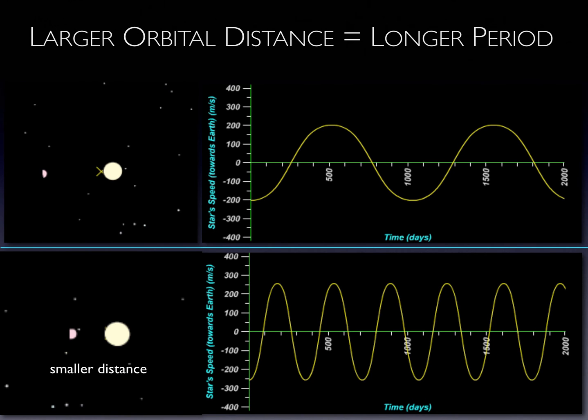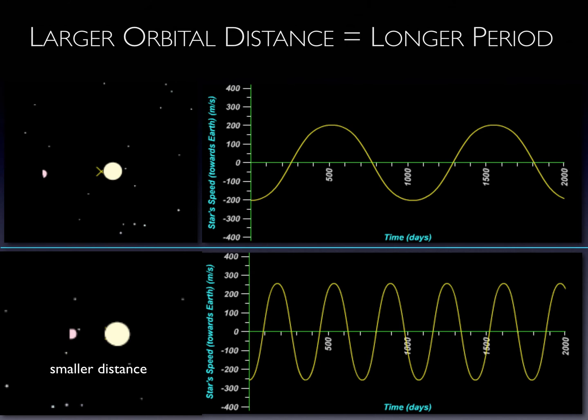Again, a star with an orbiting planet is shown on top and the same star with a planet orbiting at a smaller orbital distance is shown on the bottom. A star with a planet at a smaller orbital distance has a velocity curve with a smaller amount of time between its maximum velocities. The time between maximum velocities is the period of the wobble of the star.